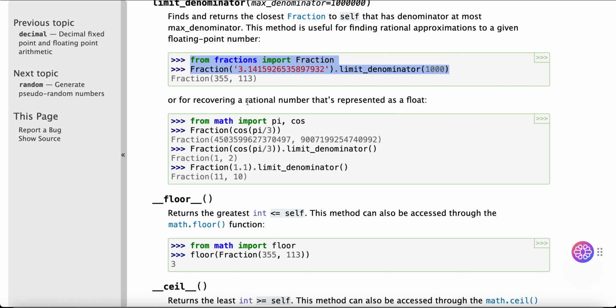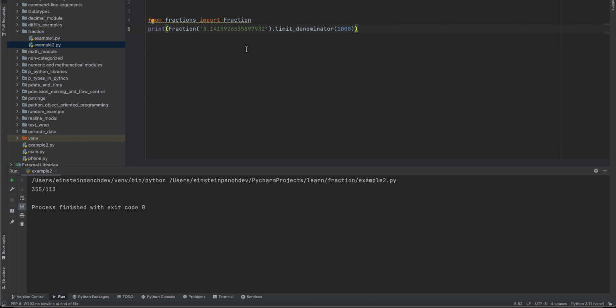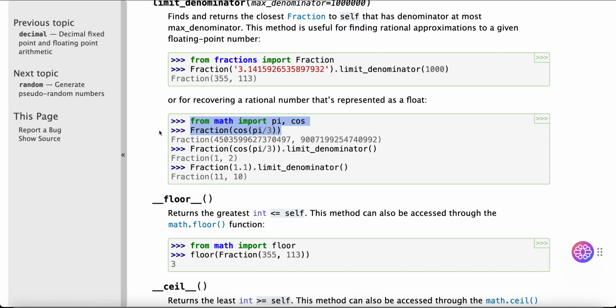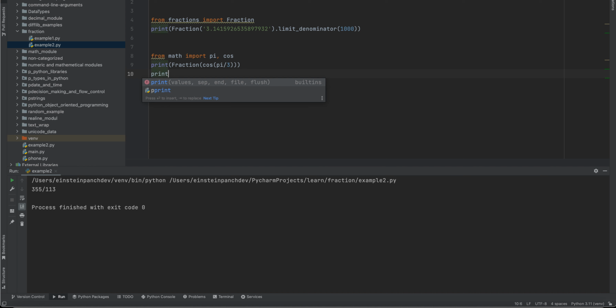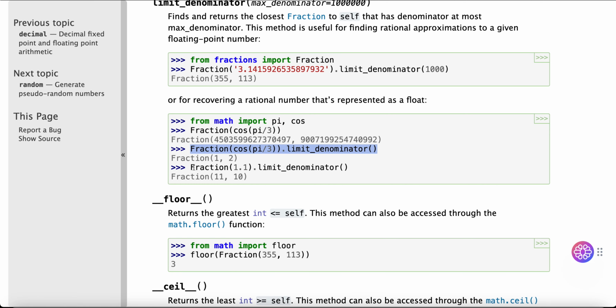Or for recovering a rational number that is represented as a float: from math import pi, cos. Fraction(cos(pi/3)). Fraction(cos(pi/3)).limit_denominator(). Fraction 1.1 limit_denominator.